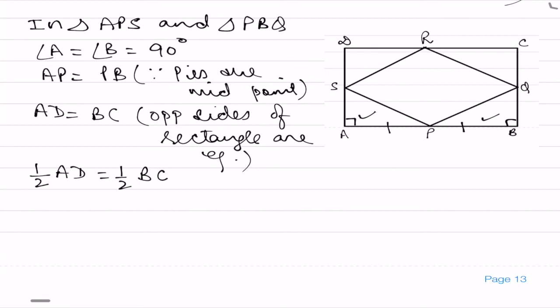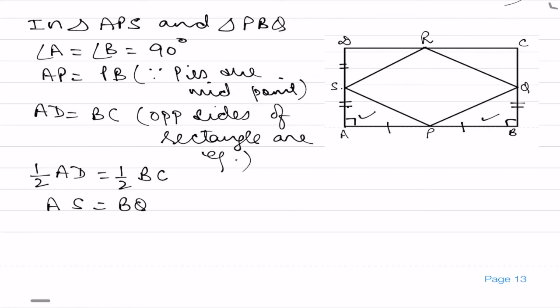Now what is half of AD? Half of AD is AS. So AS is equal to BQ. Half of BC is BQ, as S and Q are the midpoints. So these are midpoints, that means DS is equal to AS. But we need AS. Similarly, CQ is equal to BQ, but we need BQ. That's why AS is equal to BQ.